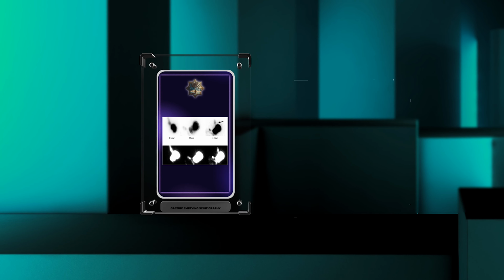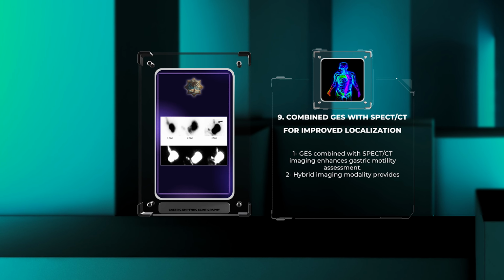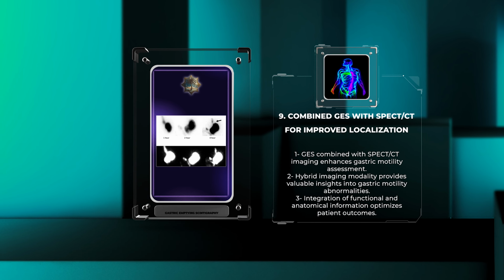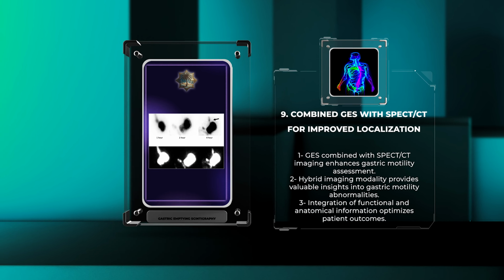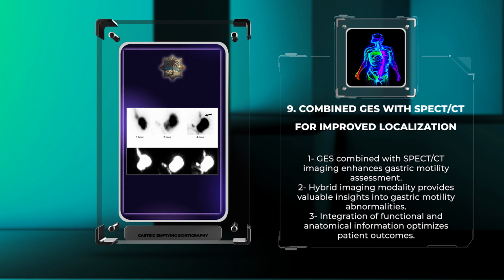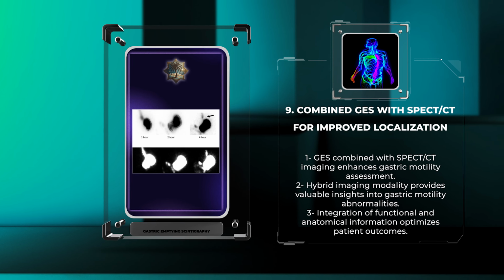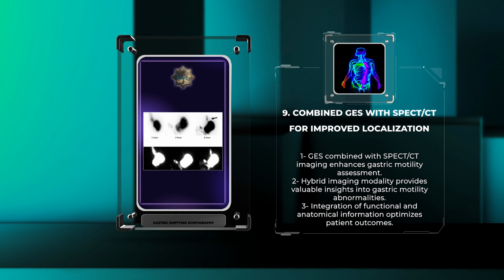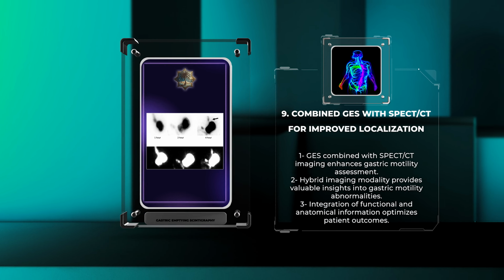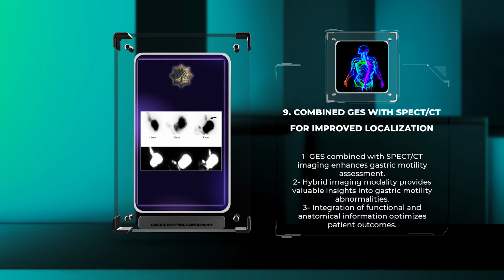Combining GES with single photon emission computed tomography/computed tomography, SPECT/CT, imaging offers enhanced localization and anatomical context in gastric motility assessment. By integrating functional and anatomical information, this hybrid imaging modality provides valuable insights into the precise site and nature of gastric motility abnormalities. This assists in planning interventions and optimizing patient outcomes.